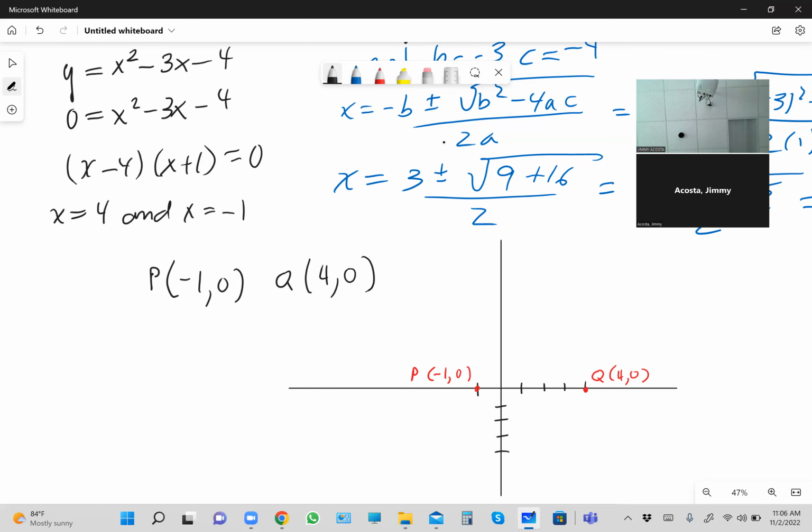this other point here, I'm gonna put it in black. This is our y-intercept. That's our y-intercept. These are our x-intercepts, P and Q. Our y-intercept is 0, -4.